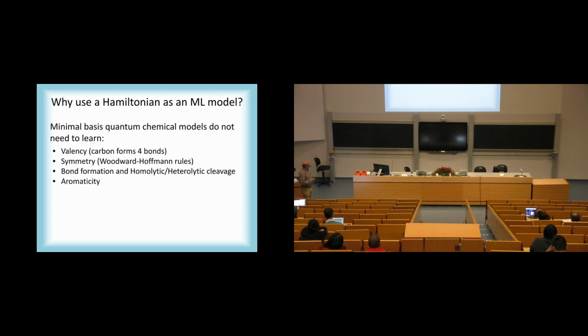Why would you want to do this? It's because for a minimal basis quantum chemical Hamiltonian, you get all of these things for free. You do not have to learn these properties. As long as you don't have parameters that are completely crazy, you're going to get 4 bonds for carbon. Woodward-Hoffmann rules will come out.